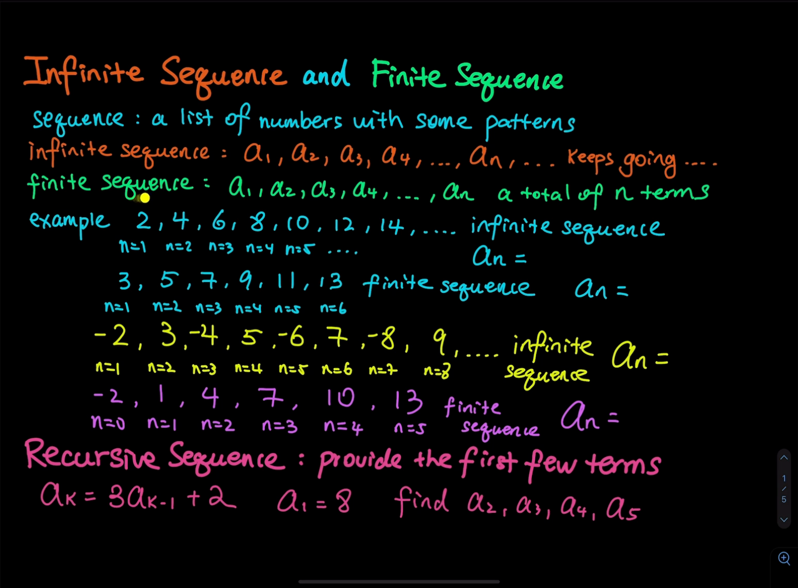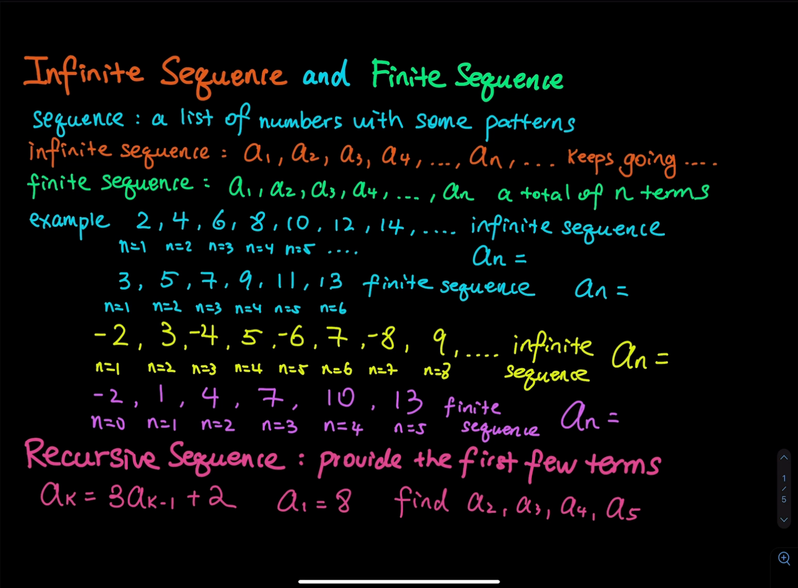For a finite sequence, we start at the first term, A1, and then A2, A3, A4, and we go all the way up to AN. Since the number of elements in this sequence is countable, we call this a finite sequence. There are a total of n terms. If you have 1, 2, 3, 4, 5, 6, 7, 8, 9, 10, you can call this a finite sequence. There are 10 terms in this sequence.